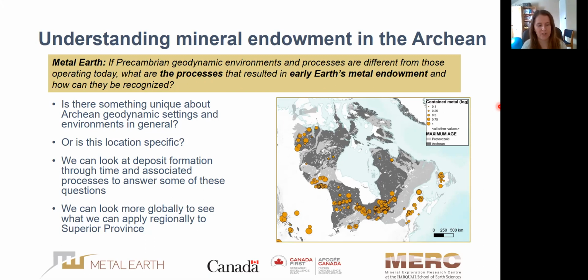So what I'm trying to look at is whether there's something unique about Archean geodynamic settings in general, or is this specific to certain locations or regional settings? We can look at isotopic and deposit data through time to address some of these questions. And we can also look spatially in a global context to see what we can apply regionally to the Superior Province.